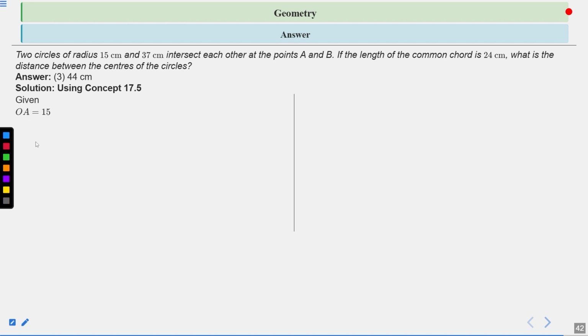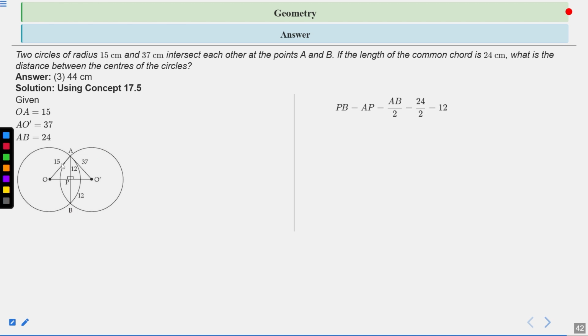Given that OA equals 15 centimeter and AO dash is 37 centimeter. AB is 24 centimeter. Now we can see this in the diagram, where OA equals 15, OA dash equals 37, and the length of AB equals 24 centimeter. So AP will be 12 and PB will be 12. PB equals PA equals AB by 2, which becomes 24 by 2, which equals 12 centimeter.